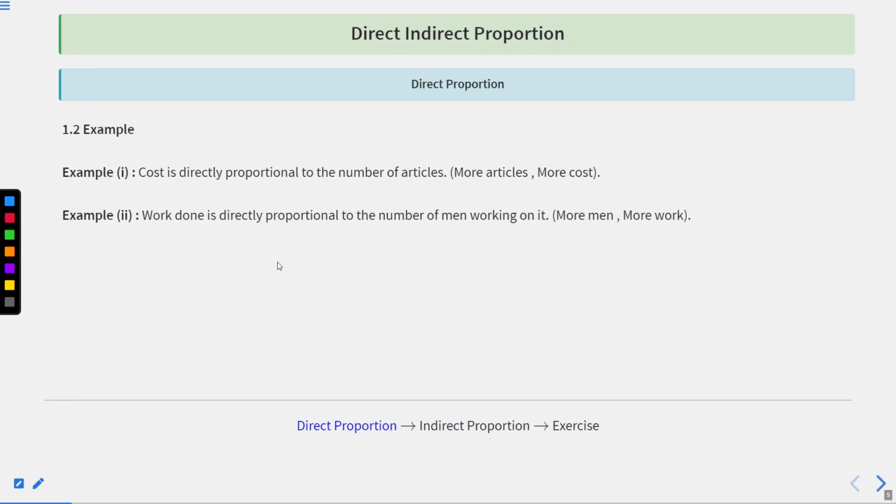So let us see an example. For example, cost is directly proportional to the number of articles. So more articles, more cost. Work done is directly proportional to the number of men working on it. That means more men, more work; fewer men, less work.